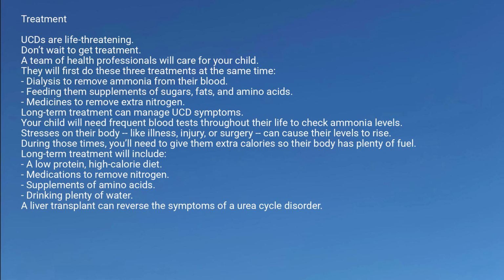Long-term treatment can manage UCD symptoms. Your child will need frequent blood tests throughout their life to check ammonia levels. Stresses on their body, like illness, injury, or surgery, can cause their levels to rise. During those times, you'll need to give them extra calories so their body has plenty of fuel. Long-term treatment will include a low-protein, high-calorie diet, medications to remove nitrogen, supplements of amino acids, drinking plenty of water. A liver transplant can reverse the symptoms of a urea cycle disorder.